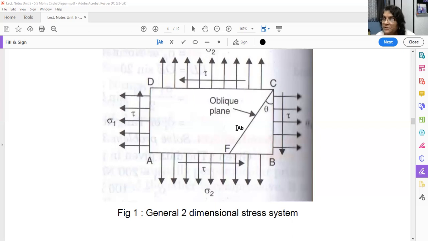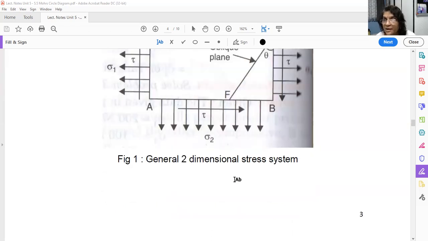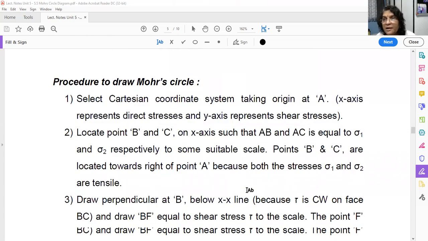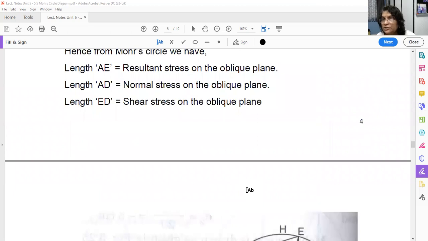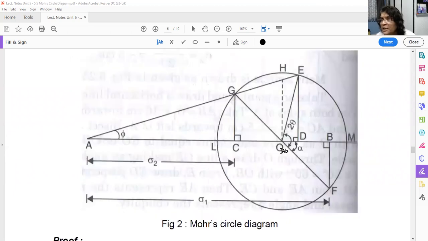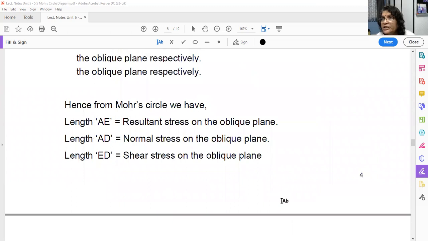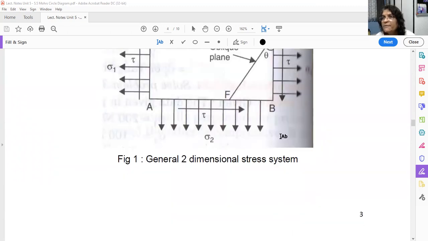So FC you have to show in the Mohr circle at an angle 2 theta, double angle. In Mohr circle, angle is always drawn at double angle, the lines. Okay, so now see your OF. What is your F point representing? Sigma 1, tau. That means stresses acting on this face, BC.